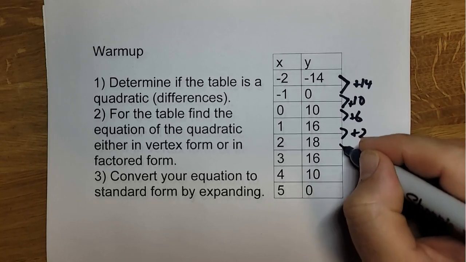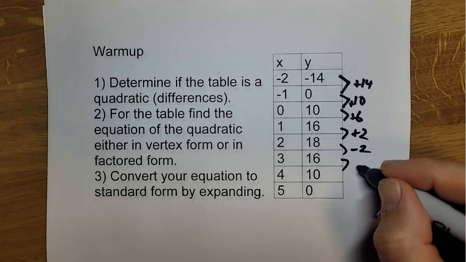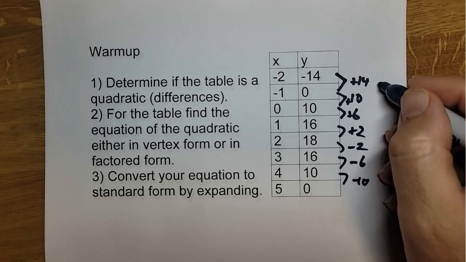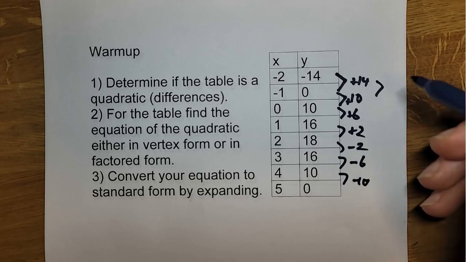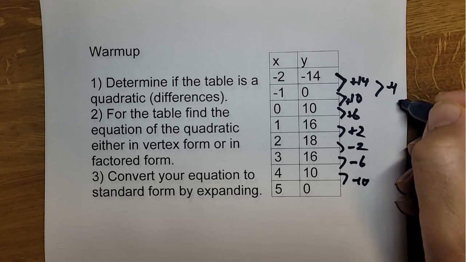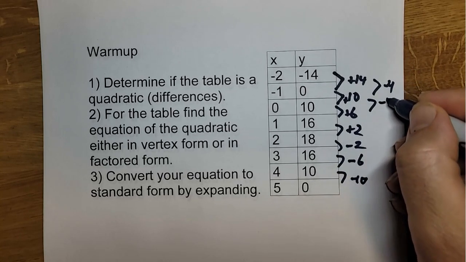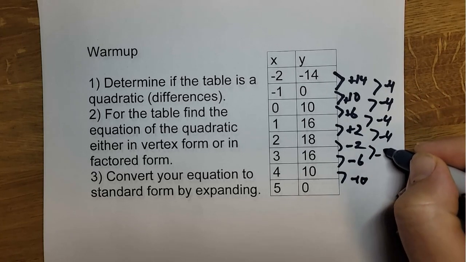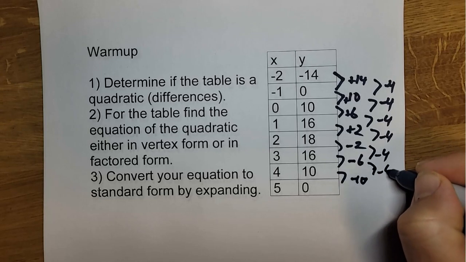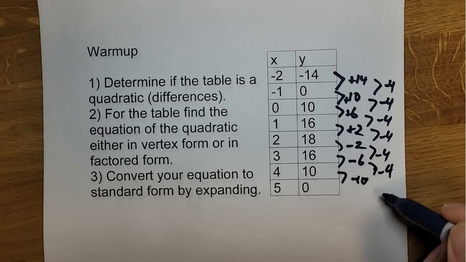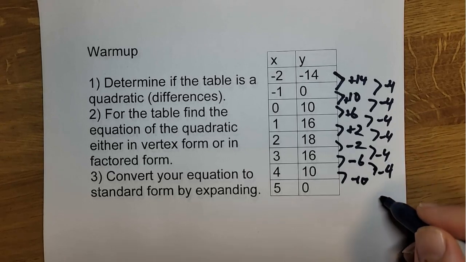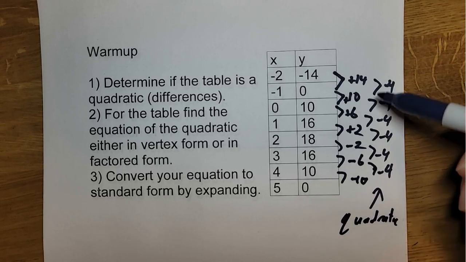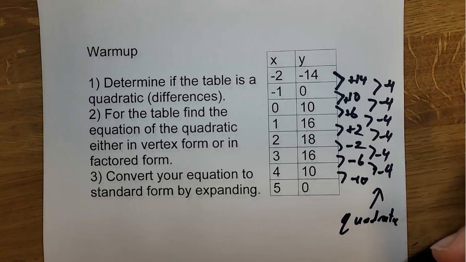Up by 2. Well, here you go down by 2. Here you go down by 6. And here you go down by 10. Now, from 14 to 10, you go down by negative 4. Here, negative 4. Here, negative 4. Negative 4. Now, since the second differences are the same, this is a quadratic. If the first differences were the same, it wouldn't be a quadratic.